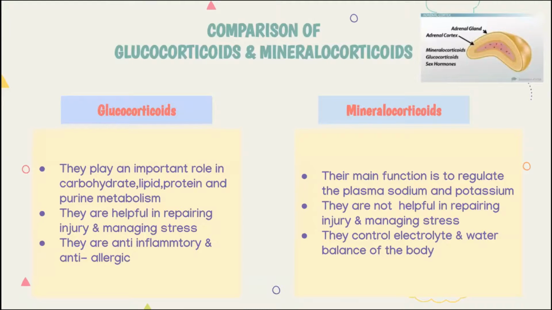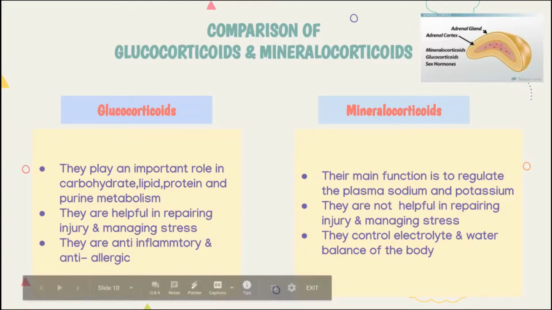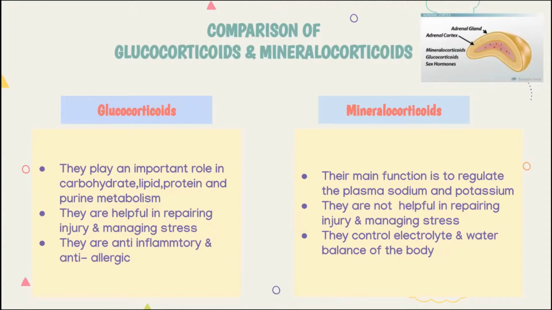So some comparison of glucocorticoid and mineralocorticoid: glucocorticoid's main important role is in carbohydrate, lipid, and protein metabolism, while mineralocorticoid's main function is to regulate plasma sodium and potassium. And then they are not helpful in repairing injury and managing stress like glucocorticoids. Other than that, they also control the electrolyte and water balance of the body.